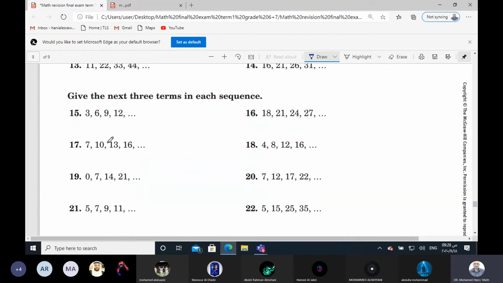Here, give the next 3 terms in each sequence. The first step, determine the relationship. Here, number 17: 7 will be 10, 10 will be 13, 13 will be 16. So the relationship will be plus 3. Now, the next term: 16 plus 3 will be 19, 19 plus 3 will be 22, 22 plus 3 will be 25.